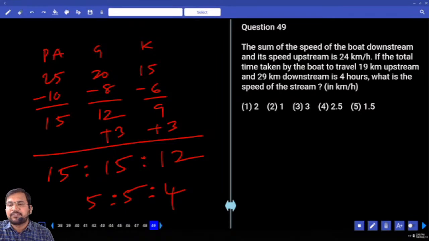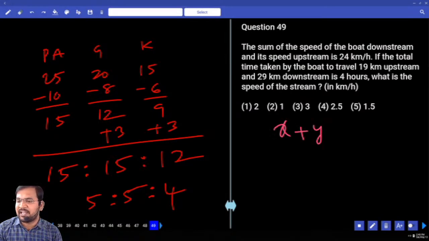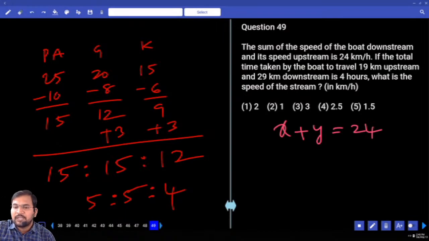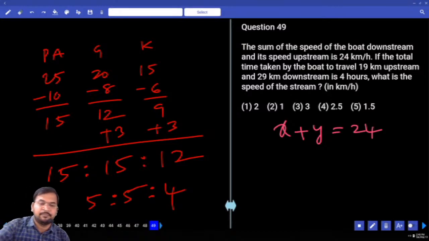The sum of the speeds of the boat, downstream and upstream. Now downstream is nothing but x, upstream is nothing but y. So together is what? Together is 24. The total time taken by the boat to travel 19 kilometers upstream and 29 kilometers downstream is 4 hours. What is the speed of the stream?